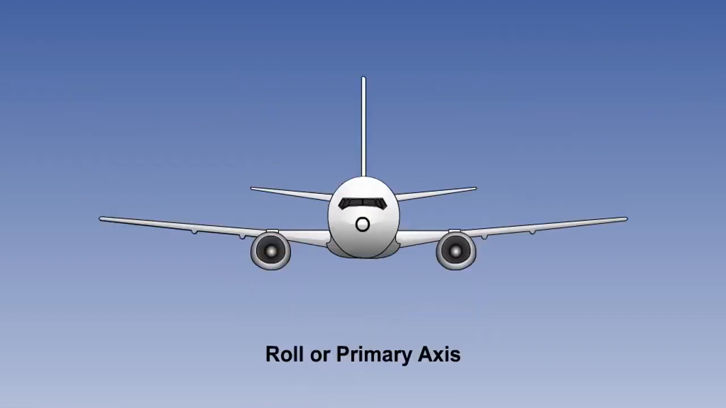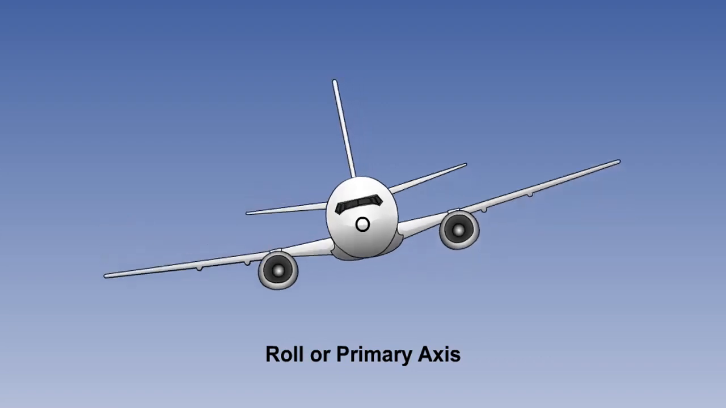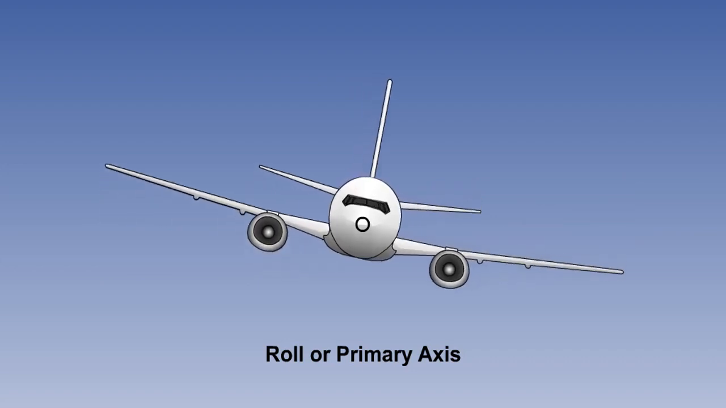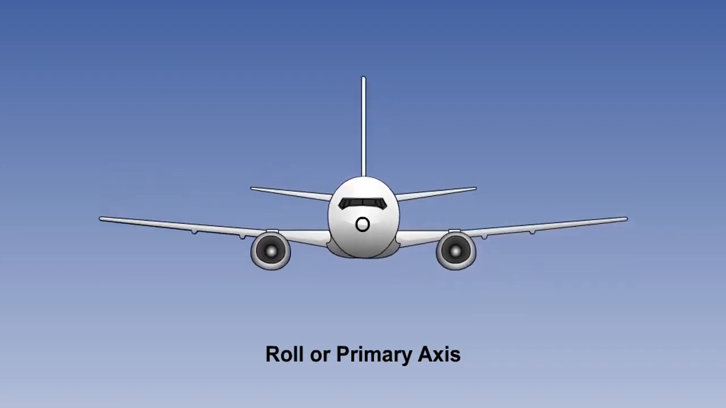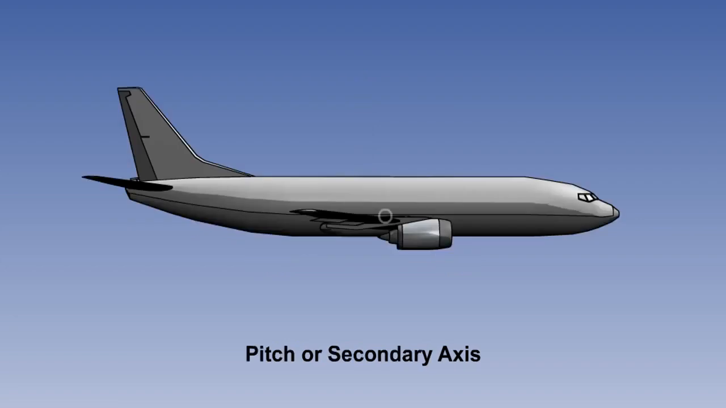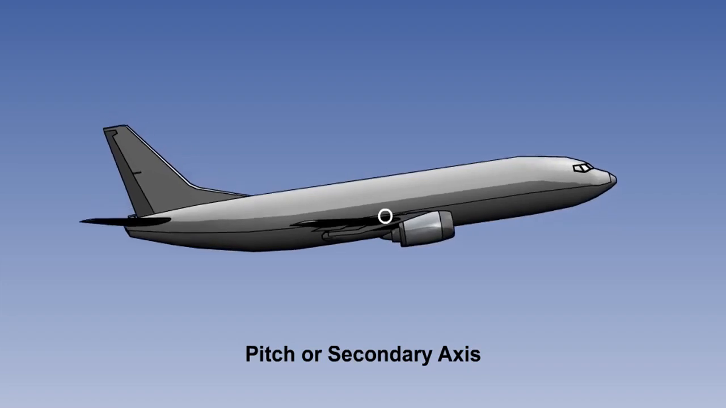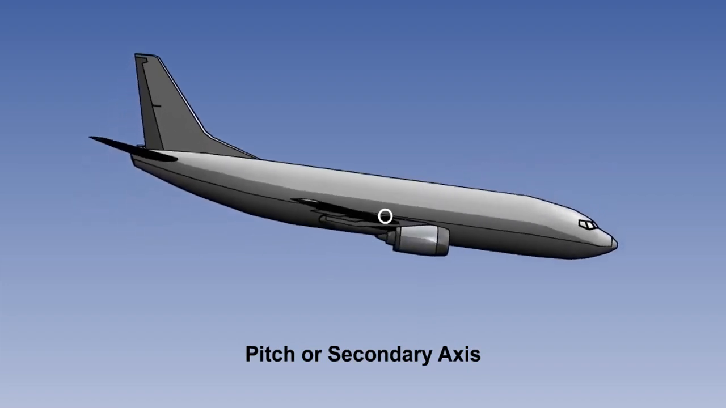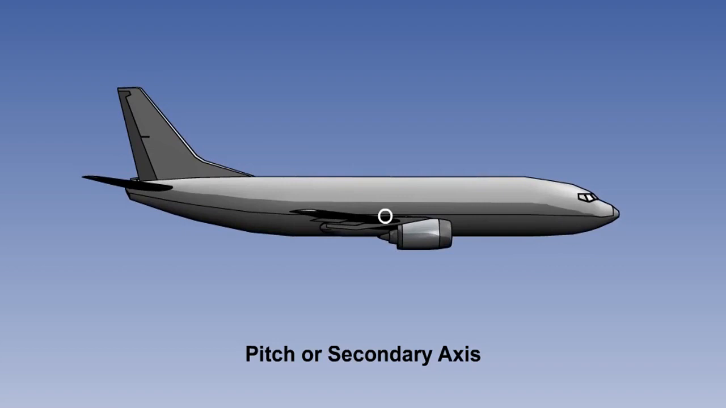Autopilots consist of either a single axis, a two-axis, or a three-axis system. A single-channel autopilot system will control the aeroplane in the roll axis only, using the ailerons. This is known as the primary axis, and at its most basic, provides lateral stability. A two-channel autopilot controls the aeroplane about the roll and pitch axes, using ailerons and elevators. The pitch axis is known as the secondary axis.